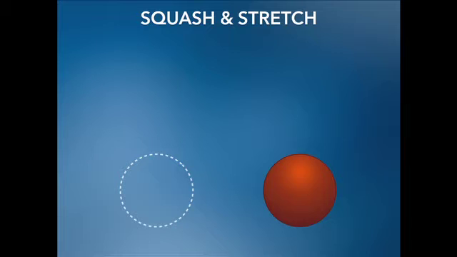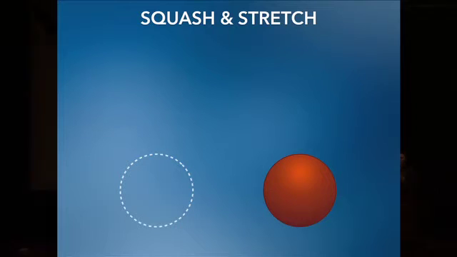So squash and stretch conveys how objects can transform under speed and collision. It gives a sense of weight and flexibility to an object. If you think of a ball sailing through the air, it stretches out as it gains speed, and then compresses when it collides with something.